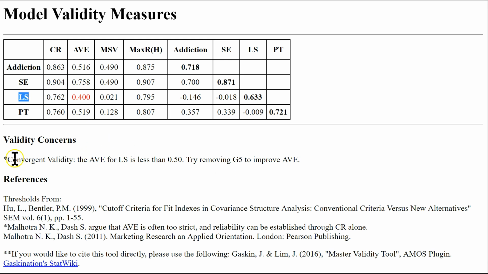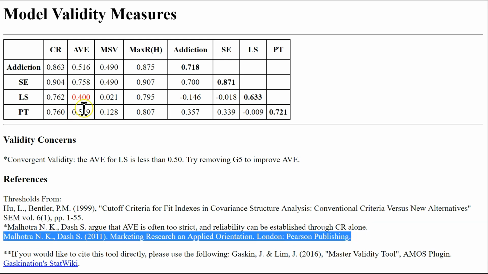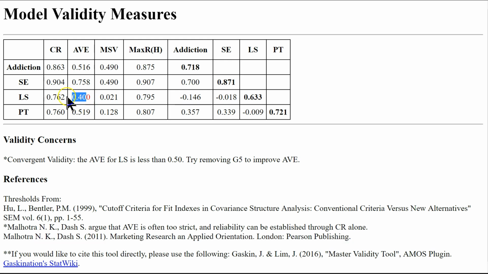But also notice there's an asterisk here. According to Malhotra and Dash, AVE is often too strict, and reliability can be established through CR alone. And here's the citation for that. So if you couldn't get this AVE up, but your CR was still good, you're covered. But let's try the recommendation it's making. It says, try removing G5 to improve the AVE.